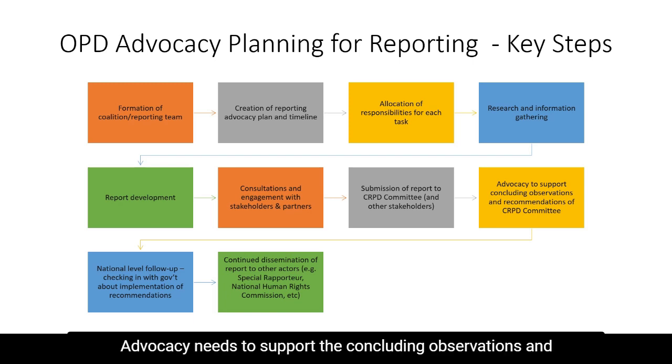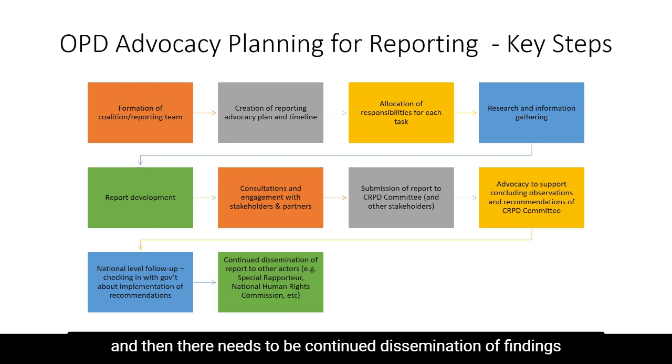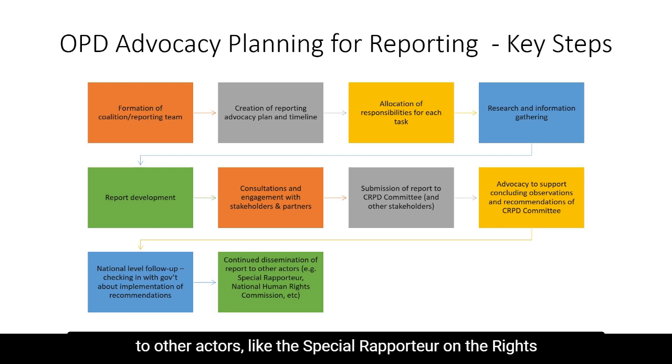Advocacy needs to support the concluding observations and recommendations of the CRPD committee. Advocacy that draws upon the shadow report created by a coalition of OPDs. And of course, there needs to be national level follow-up. A shadow report should never be created in a vacuum and then put up on a shelf. There needs to be check-ins with government about implementation. And then there needs to be continued dissemination of findings to other actors, like the Special Rapporteur on the Rights of Persons with Disabilities, or to human rights organizations or national human rights commissions. So advocacy planning is really critical to be effective in engaging with the reporting process. And this goes for any aspect, whether it's advocacy around Article 32 implementation or any other aspect of the treaty.